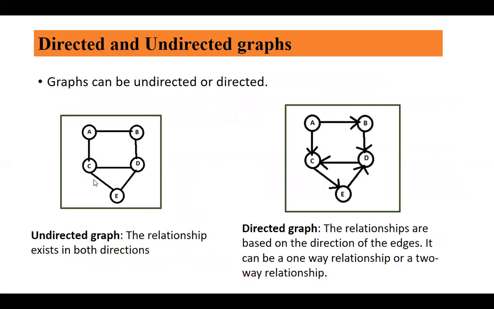There are types of graphs. You have directed graphs and undirected graphs. So graphs can be directed or undirected. Now if you look at this graph, these are the vertices connected with edges, and there's no direction. You can have the relationship from A to B as well as B to A. But if you look at this graph, which is a directed graph, there is an arrow indicating the direction of the relationship. So A can be related to B, but B cannot be related to A, right?